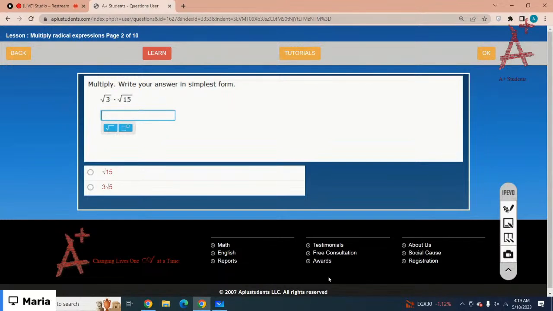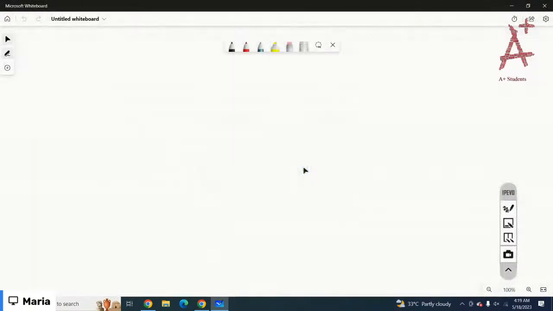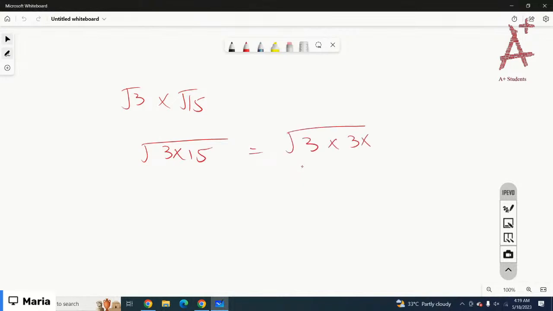It would be square root 3 times square root 15. You can just write them down in one square root. You can just factor out 15. It would be 3 times 5. Got it? So it would be square root of 3 squared times 5. Now you can write them down again like this. So the square and square root cancel out, so you are left with 3 square root 5. Got it?